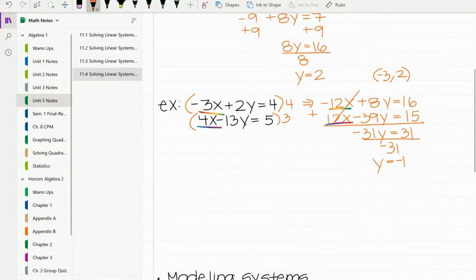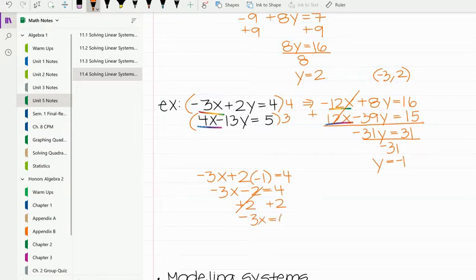So now that I have my y, I'm going to go ahead and plug that in to one of my equations for y. So this would be negative 3x plus 2 times negative 1 equals 4, which would be negative 3x minus 2 equals 4. Since I'm solving for x, I'm going to go ahead and add 2, which would get rid of that. So we get negative 3x equals 6. And lastly, divide by negative 3, and 6 divided by negative 3 would be negative 2. So the point of intersection would be negative 2, negative 1.